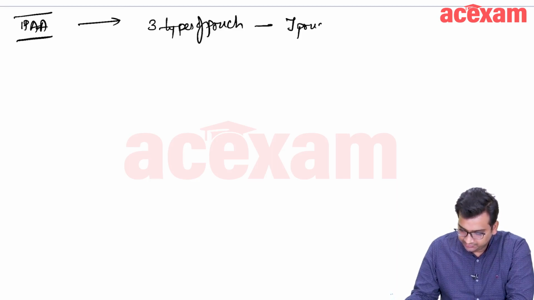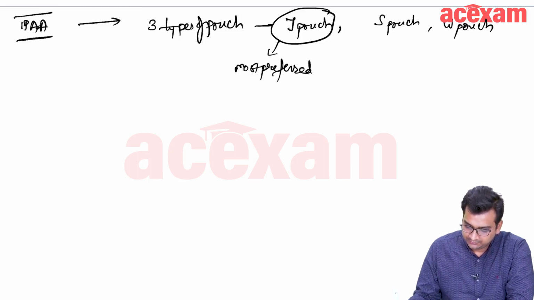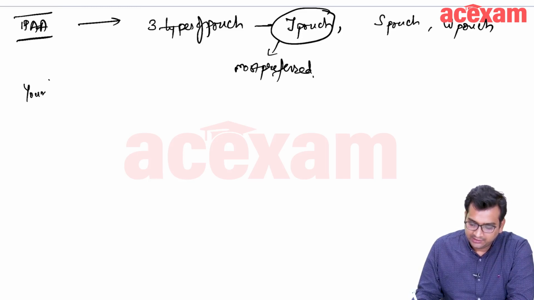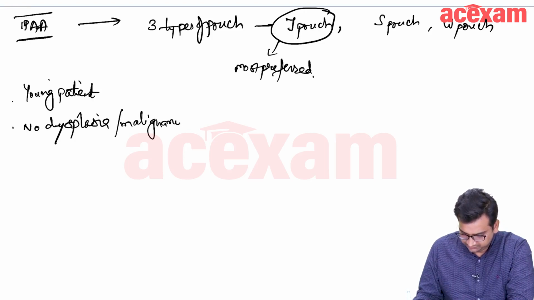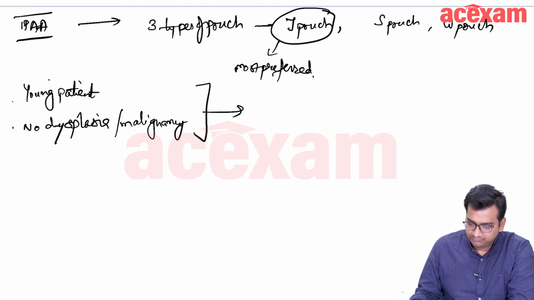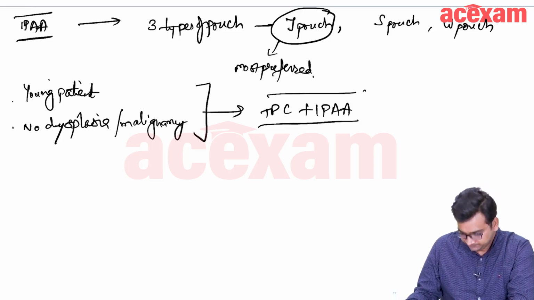There can be a J pouch, there can be an S pouch, or a W pouch. J pouch is the most preferred. So if there is a young patient with no dysplasia or malignancy, then we are going to prefer total proctocolectomy with ileal pouch anal anastomosis.